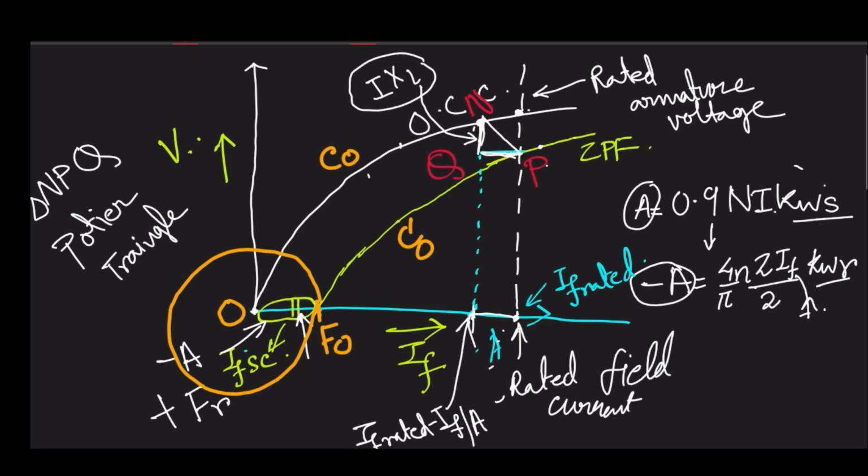Once you draw this circle, this point is needed. Now what you do is that you just try to shift this circle in such a way that this line moves parallel to this. However, one point is needed, that is the point P.